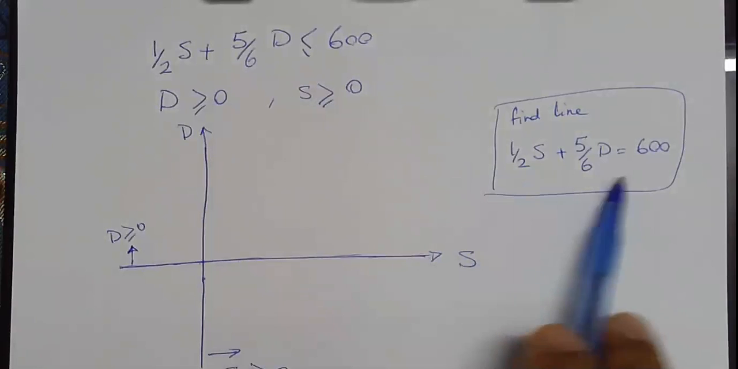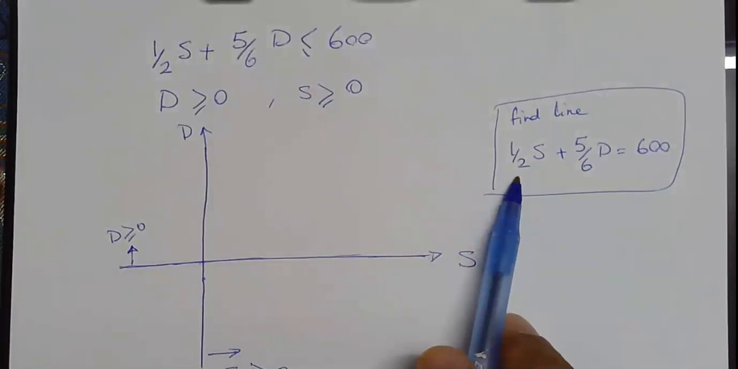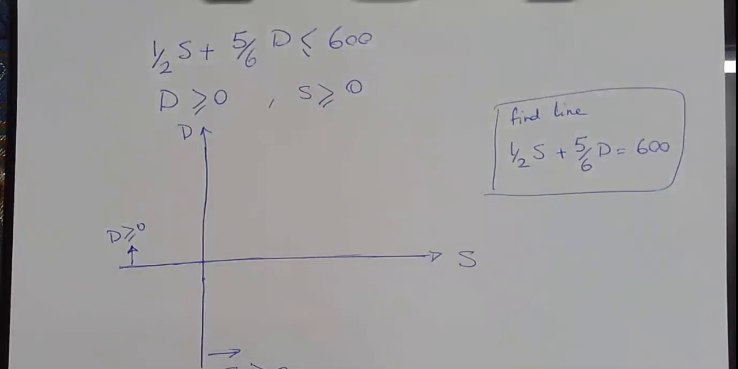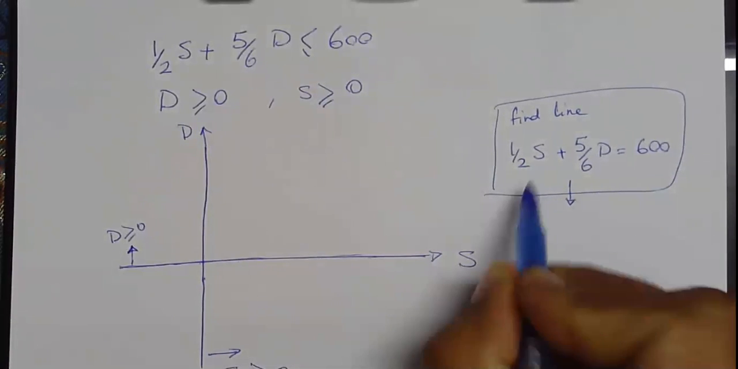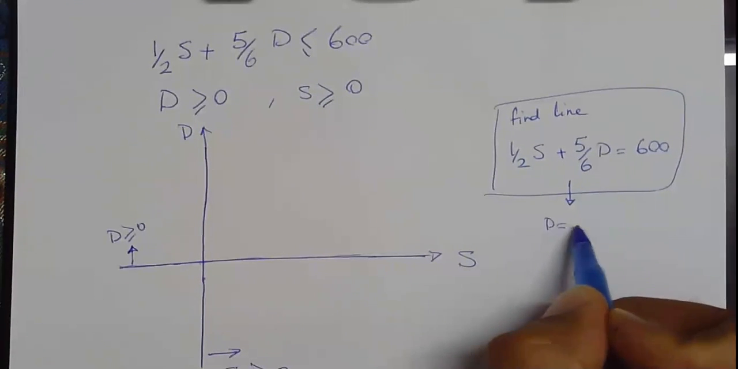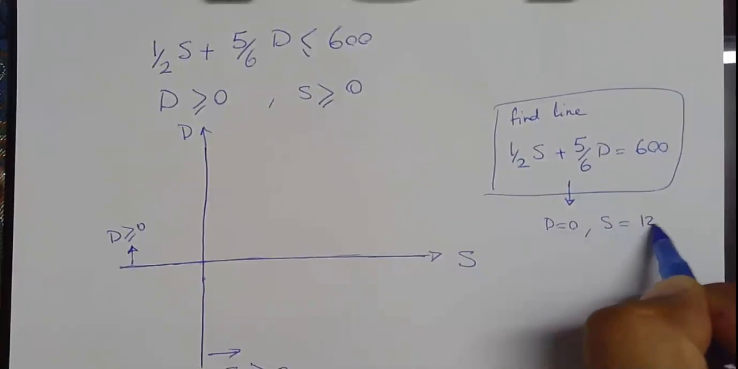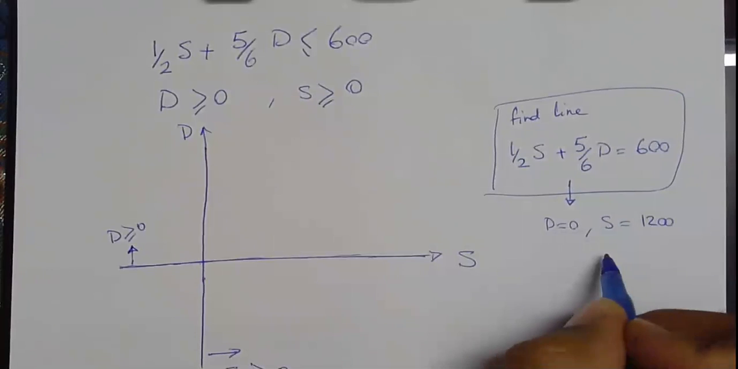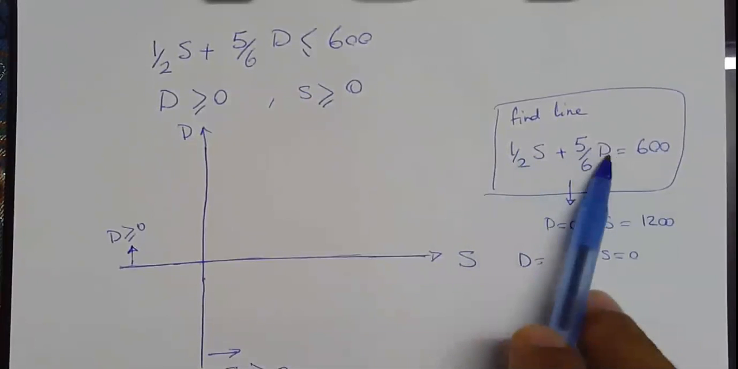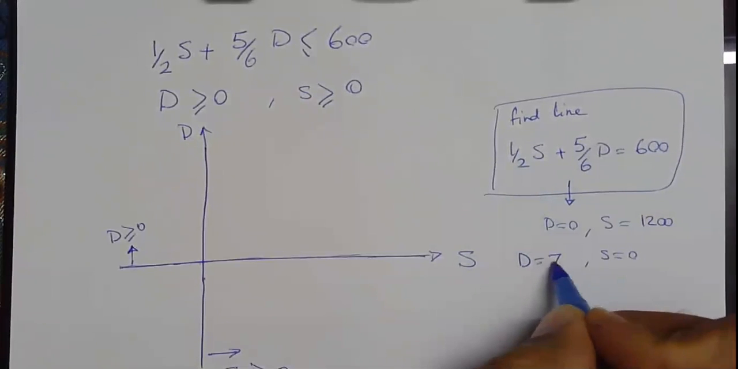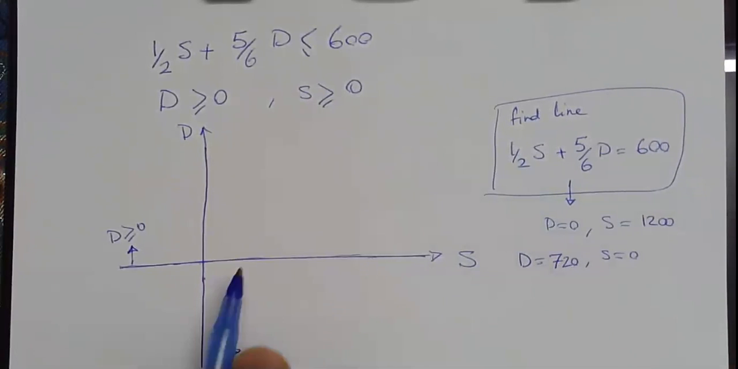In order to draw a line, we need to get 2 points. When we connect these 2 points, we will get the line on our graph. So if I put D equal to 0, S will be 1200. If S is 0, D is going to be 720. So I just need to find these 2 points on my space and connect those.